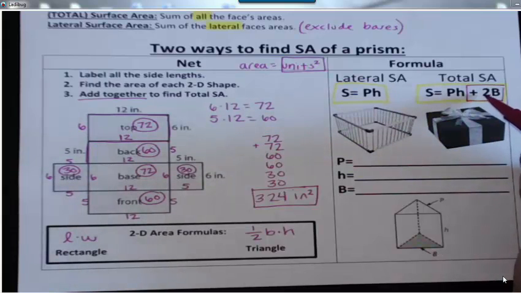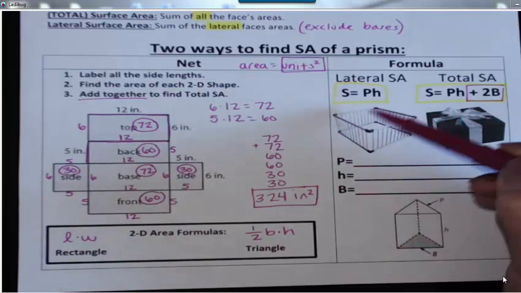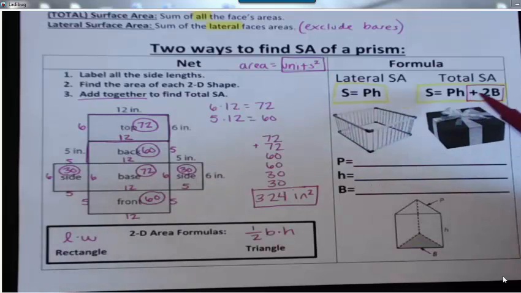You should have said the two bases. All of our prisms are going to have two bases. And remember, total surface area is the whole entire shape, while lateral surface area, which is our playpen or our baby pen, doesn't have those bases. So that's really the only difference.